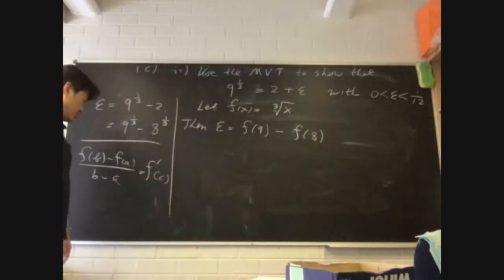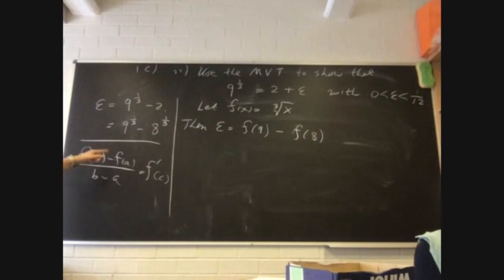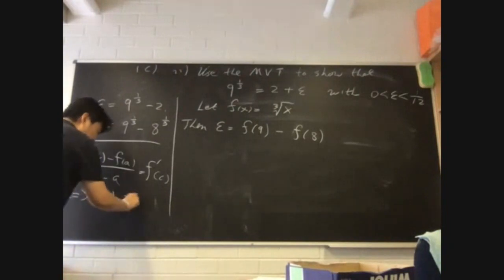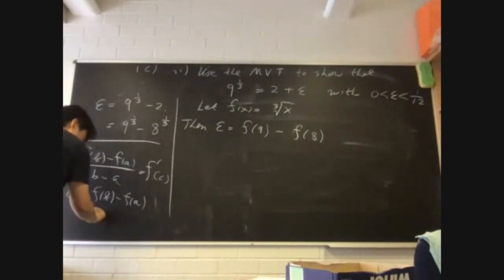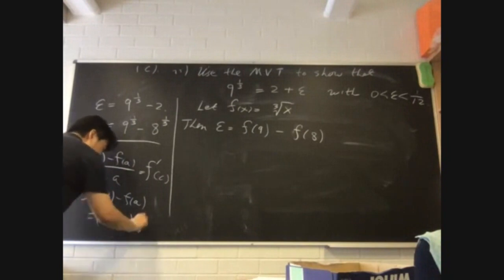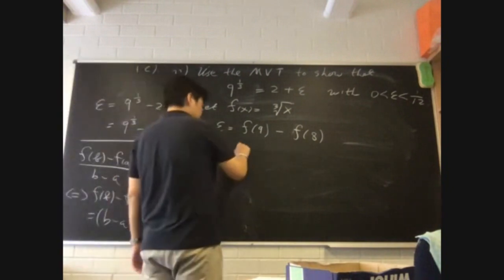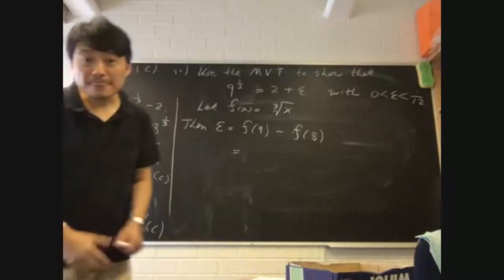All right. So that's almost what I have here for the mean value theorem, except it's only the numerator of the left-hand side. So let's move this b minus a to the other side. An alternative way of stating the mean value theorem is f of b minus f of a equals b minus a times f prime of c. That's really the same thing.